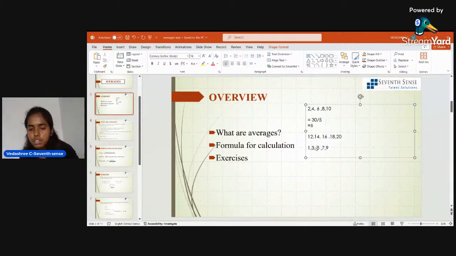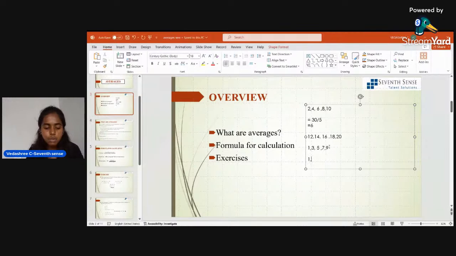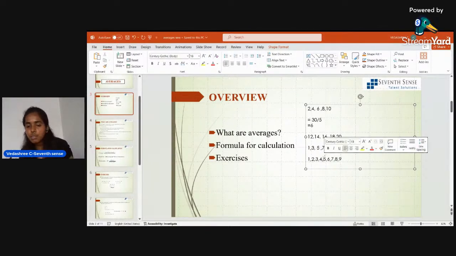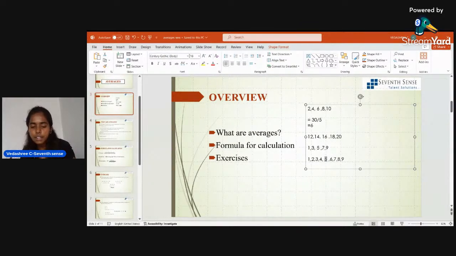We can calculate this by using the formula also. So for all consecutive even numbers and all consecutive odd numbers, always the middle number will be the average. For all consecutive natural numbers also, 1, 2, 3, 4, 5, 6, 7 and 8. So here 5 is the average.